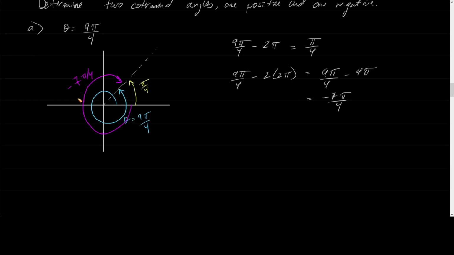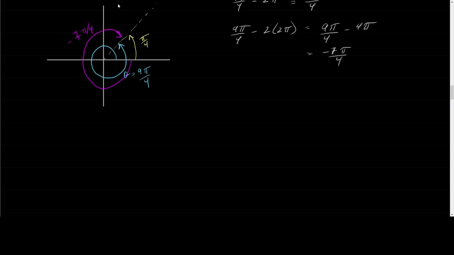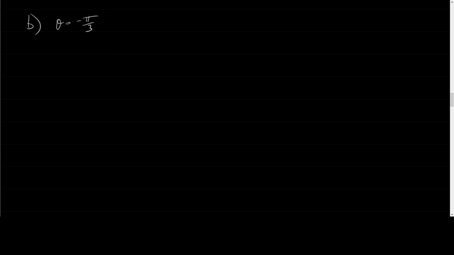All right, let's do another one. Essentially, again, it's just about adding or removing rotations. If I had the angle theta being negative pi over 3, let me show you what that looks like if I put that on the coordinate axis. It's going to stop around here.